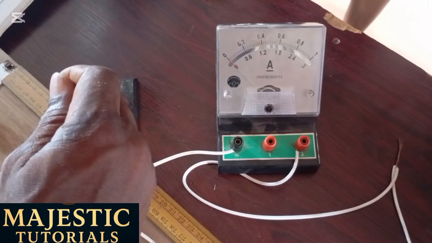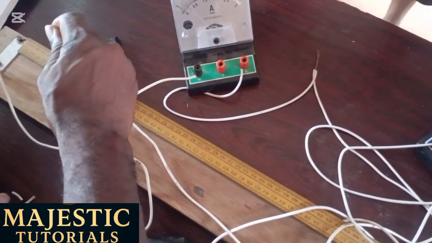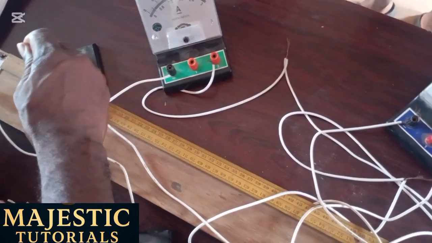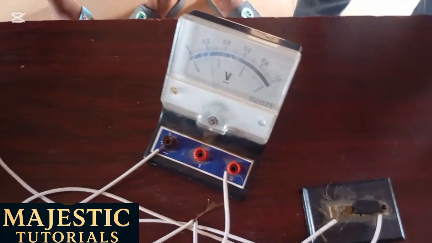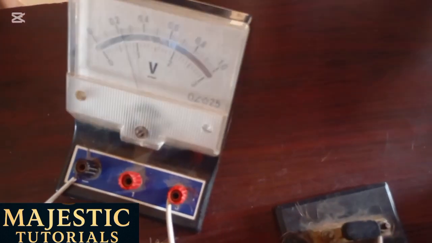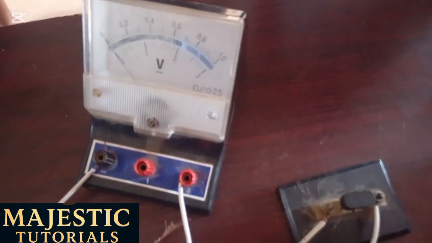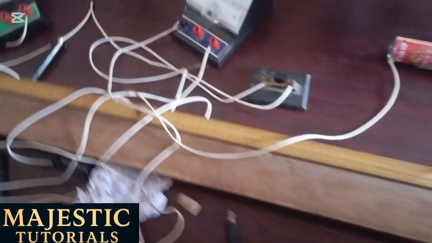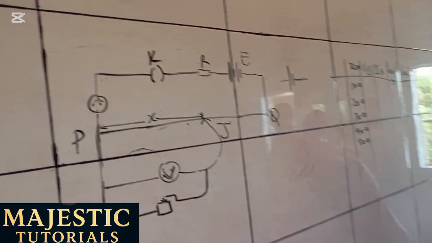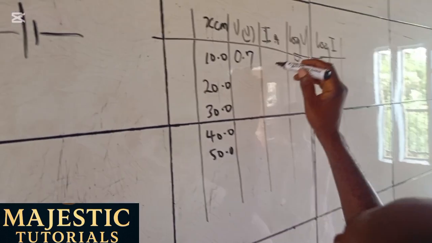We'll now go to that of the voltmeter. The voltmeter, you are reading from the one down. So that one is very easy. After 5, 6, 7. So what we have there is 0.7. You record it. Record here 0.7 and then 0.3 as our ammeter.